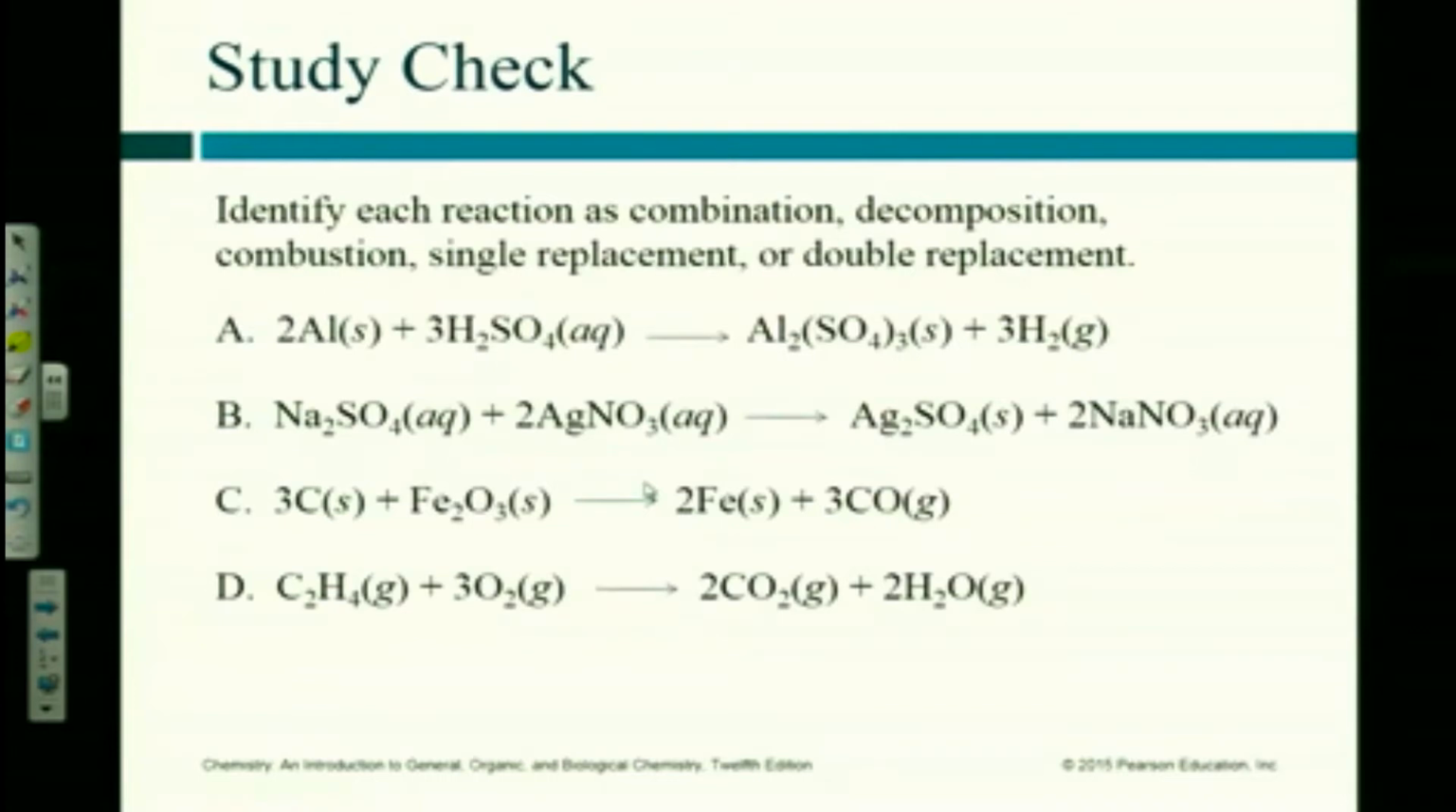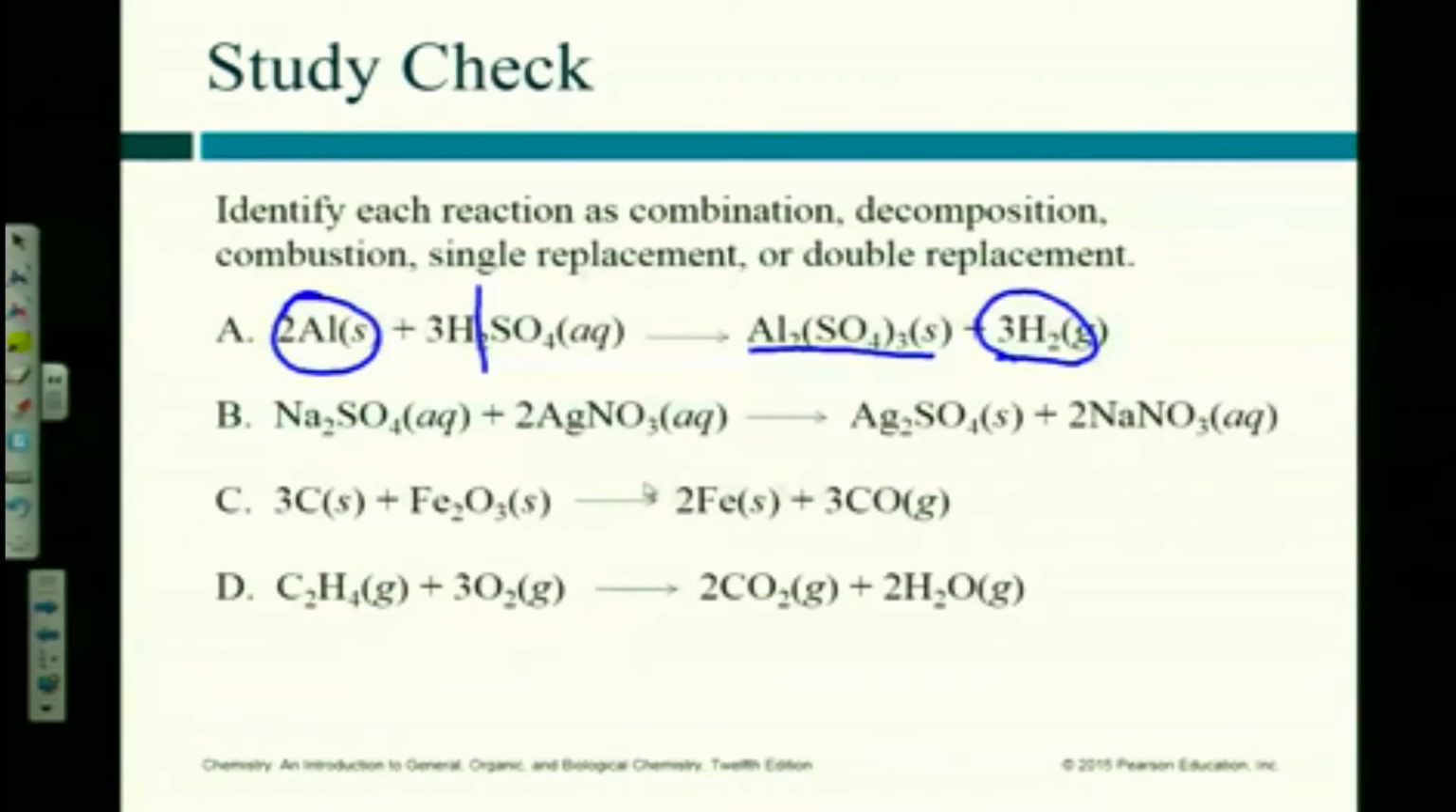All right, let's talk about, what's the first one? Single replacement. How do you know a single replacement? You got a single thing here, and you kind of have a pair here, don't you? And on the other side, this is definitely a pair, isn't it? It's a different pair than you had over here, and then you have a single thing again. So what happened? Sulfate got tired of hydrogen, grabbed some aluminum.